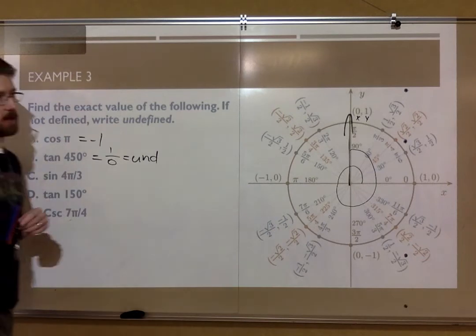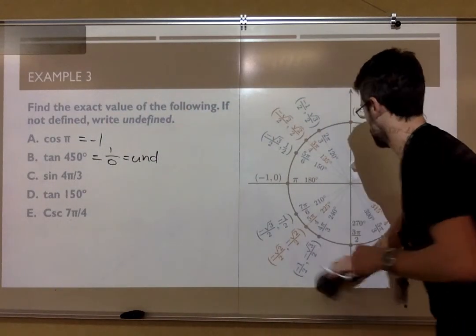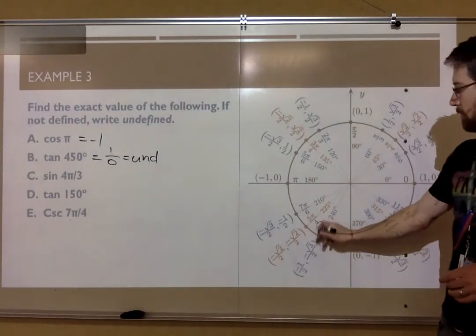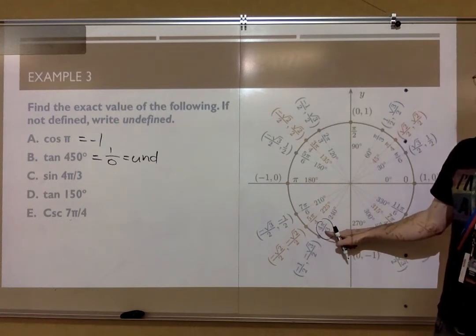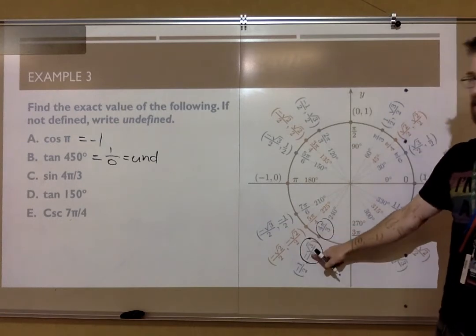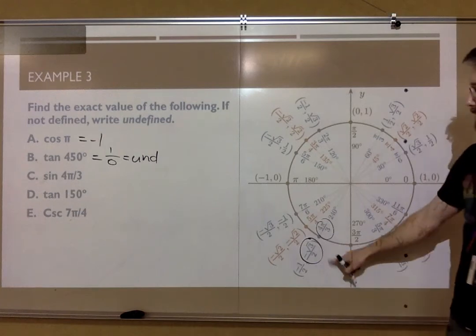Sine of 4 pi over 3. Same idea. Find 4 pi over 3, sine goes with the y value, so your answer is the y value from that point of 4 pi over 3.